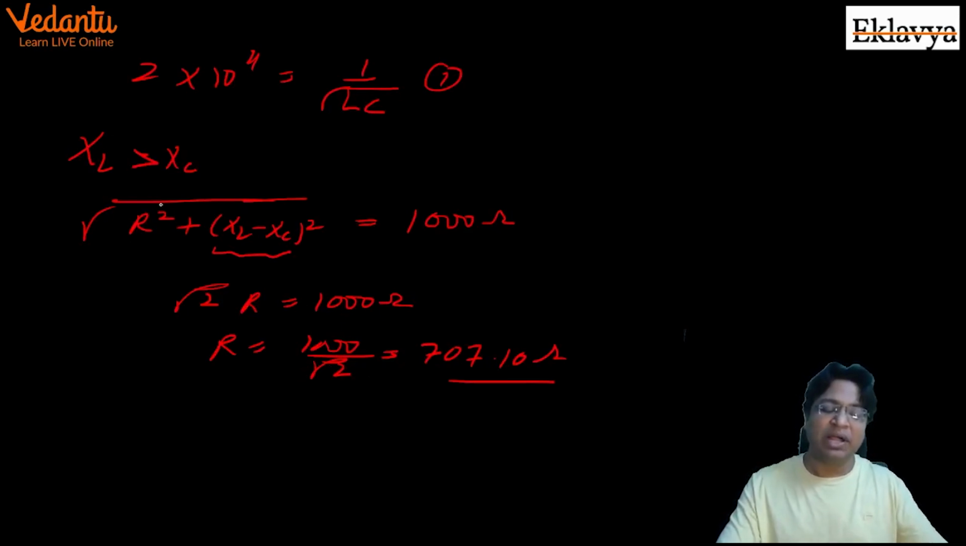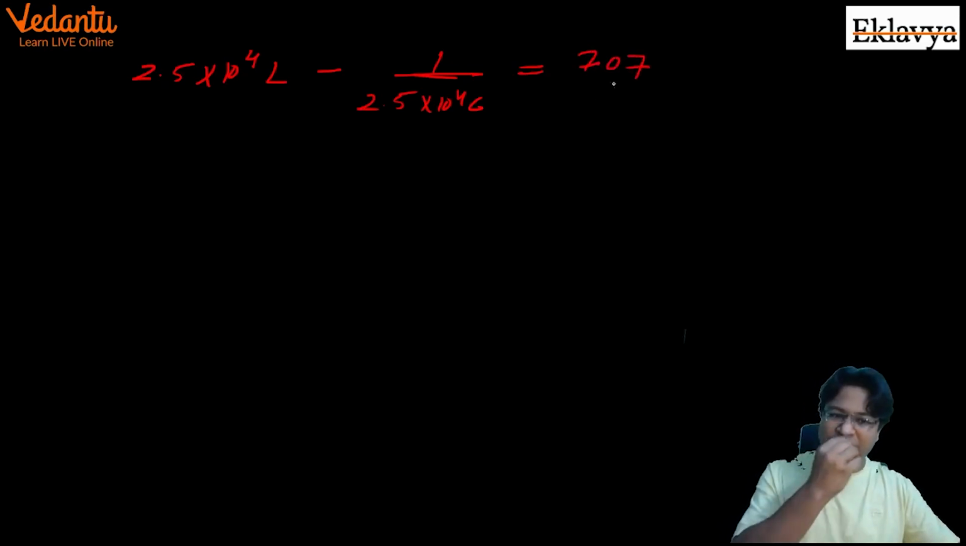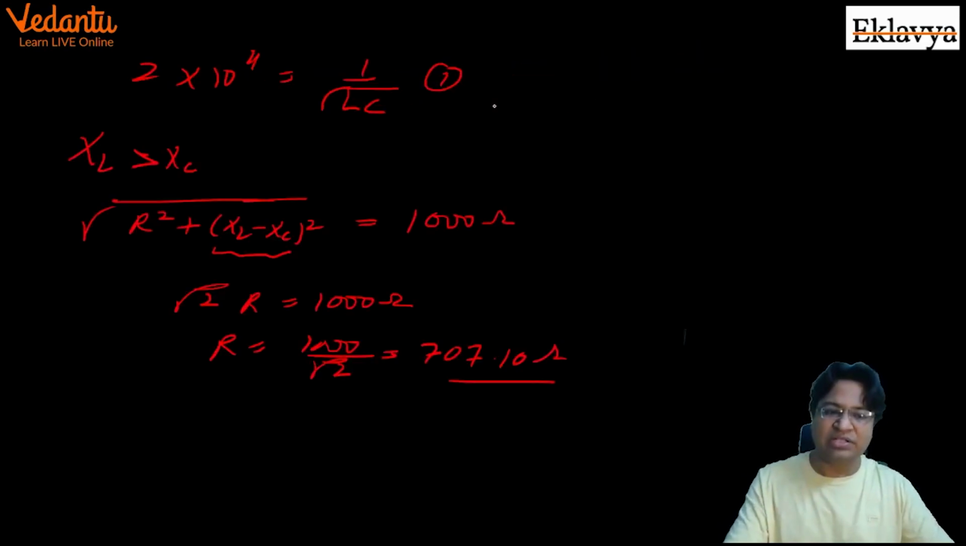because the new angular frequency is given to you, and you know that at the new angular frequency, 2.5 into 10 raised to the power 4 is the new angular frequency. This multiplied by L minus 1 upon 2.5 into 10 raised to the power 4 into C is equal to 707, or 1000 by root 2. So this is the second equation in L and C. This is the first equation in L and C.